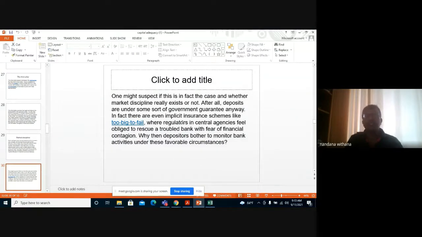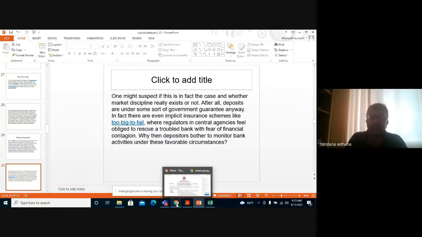After all, depositors know there is a government guarantee anyway. If I deposit 600,000 or less in a finance company, I don't want to read the annual reports. In fact, there are even implicit insurance schemes like too big to fail. Right? So the known is deposit insurance scheme, and I am guaranteed 600,000. But there's implicit. What is that? Too big to fail. What do you mean by too big to fail? Can anyone tell me something about that? Too big to fail.